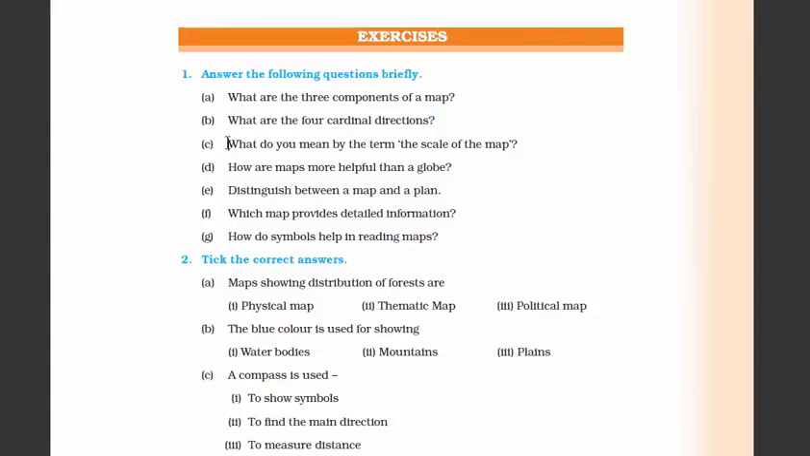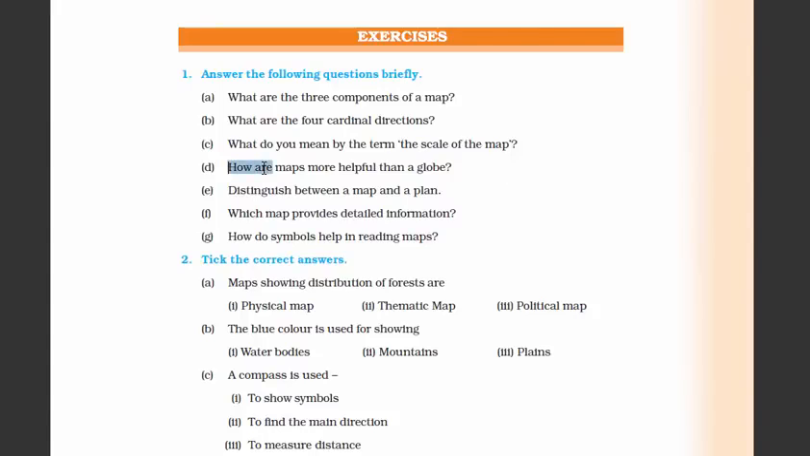Third question, what do you mean by the term scale of map? Scale of map means, for example, 1 centimeter is equal to 500 meter. Remember that example that we did? So that is the meaning of scale of the map. So you can answer it this way. The scale of map is nothing but a ratio between the actual distance on the ground with the distance on the map.